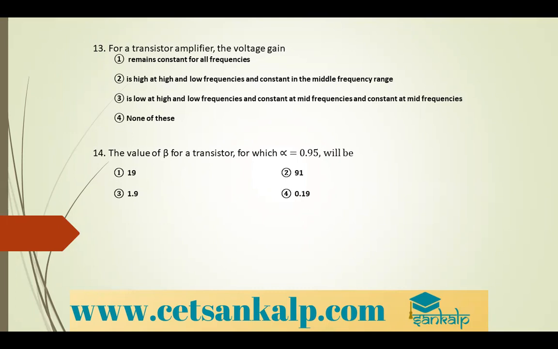For a transistor amplifier, the voltage gain is low at high and low frequency and constant at mid frequency. So option 3. The value of beta from transistor, for which, you have the formula, beta is equal to alpha divided by 1 minus alpha.